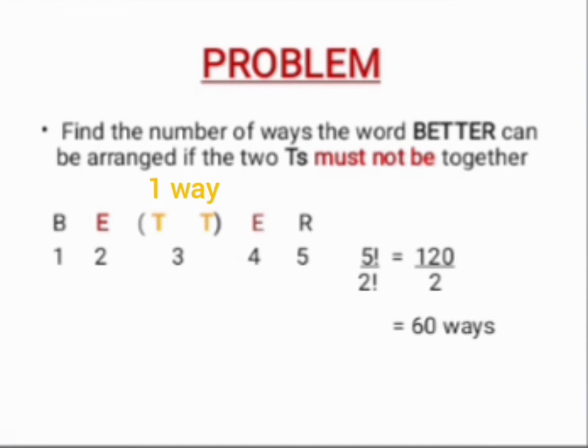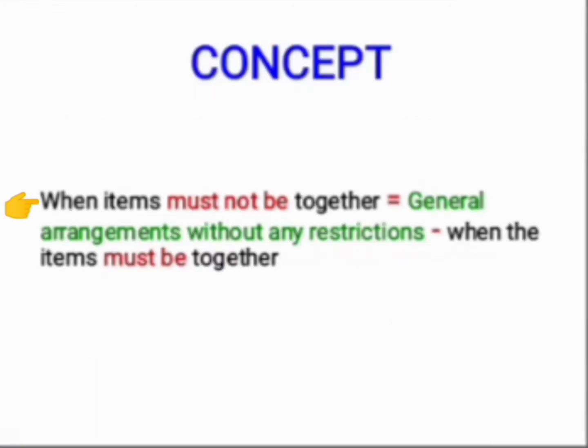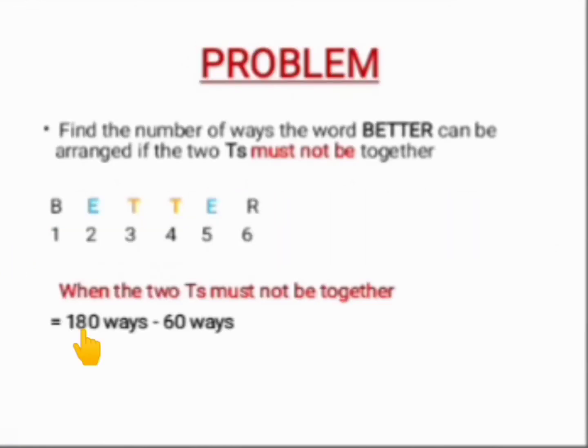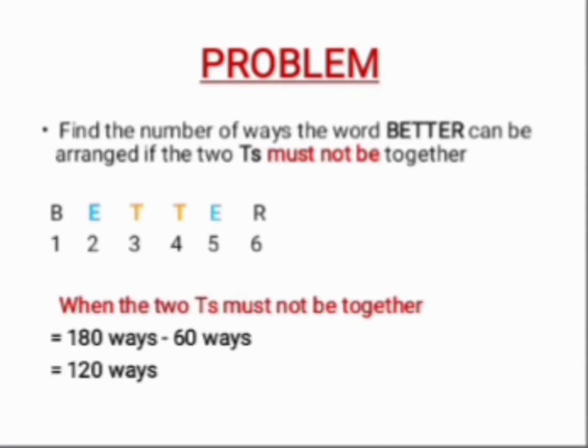Multiplying 60 by the number of ways the 2 T's can be arranged will be 60 times 1, which is equal to 60 ways. Hence, there are 60 ways to arrange the letters of the word better if the 2 T's must be together. Recall from the concept, when the 2 T's must not be together is equal to general arrangement without any restriction minus when the 2 T's must be together. This is equal to 180 ways minus 60 ways, which is equal to 120 ways. Therefore, there are 120 ways the letters of the word better can be arranged if the 2 T's must not be together.